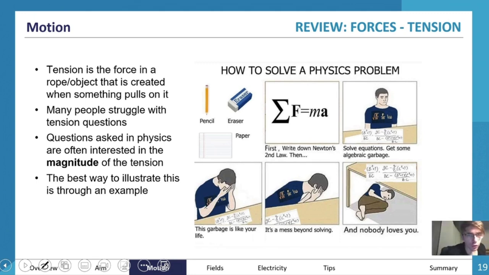Many people struggle with tension questions. Questions asked in physics are often interested in the magnitude of tension. The best way to illustrate this is through an example.